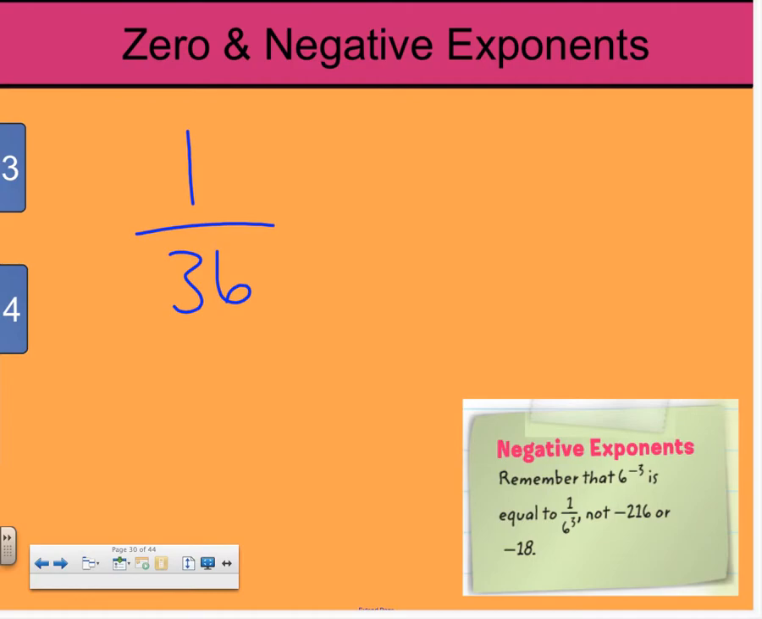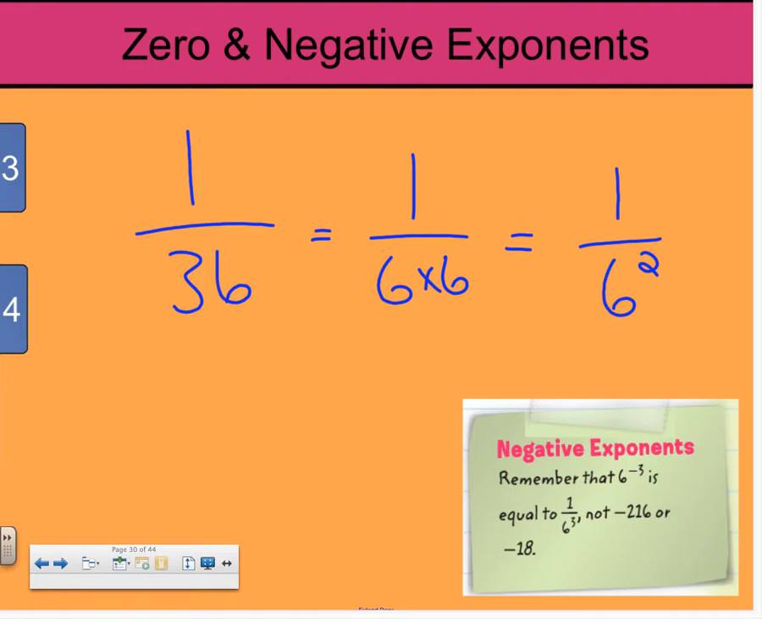Well, let me ask you this. What's another way that I can write 36? 6 times 6? Everybody agree with that? What's another way I can write 6 times 6? Very good, Barnes. 6 to the 2nd power. So now I've done one simple step, which was rewrite 36 using an exponent.